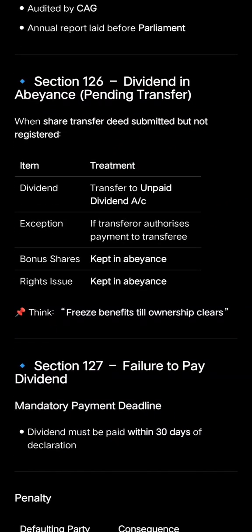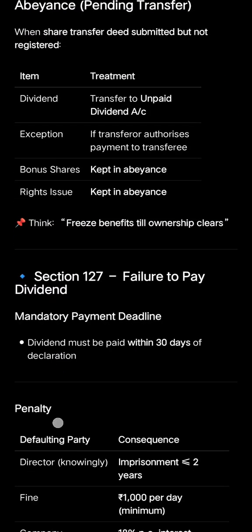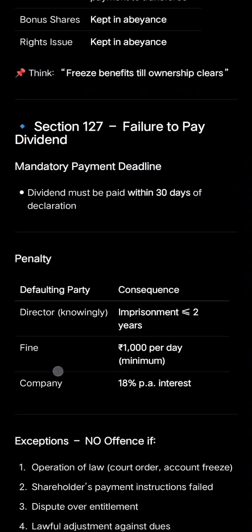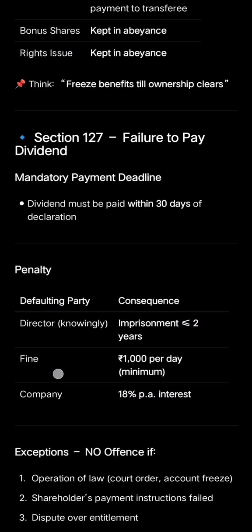Section 126, dividend in abeyance, means pending transfer. Exception to dividend transfer to the unpaid dividend account: if the transferor authorizes payment to the transferee. Bonus shares kept in abeyance, rights issue kept in abeyance. Section 126 is all about dividend in abeyance.